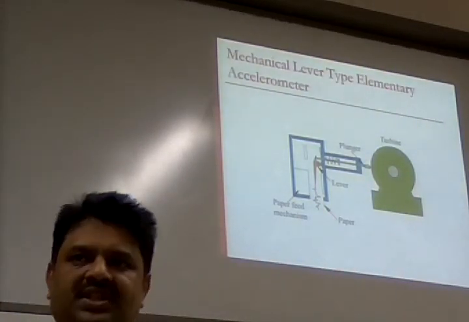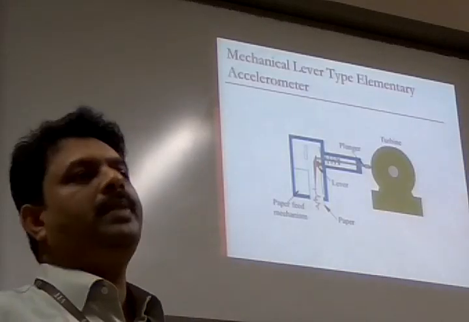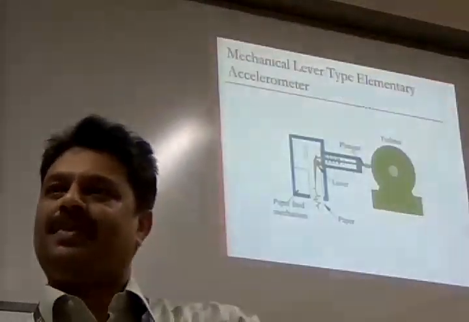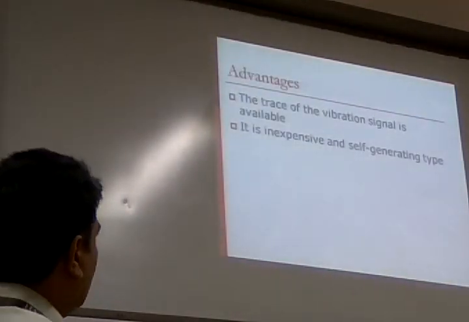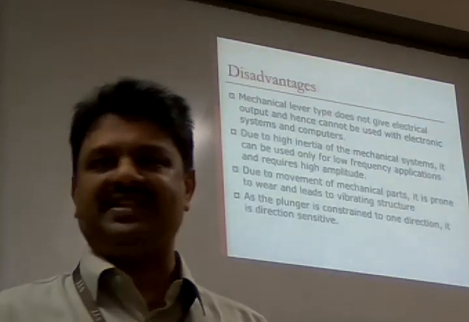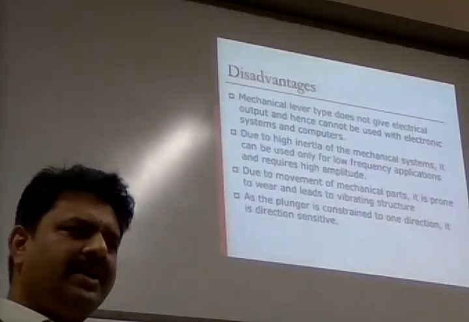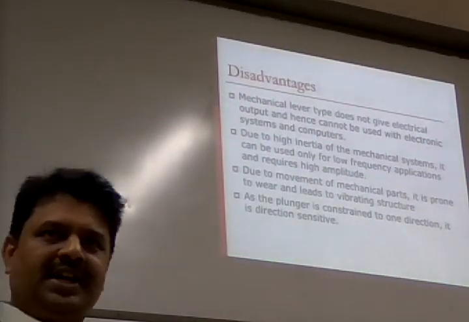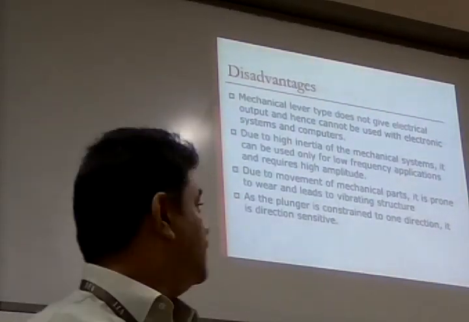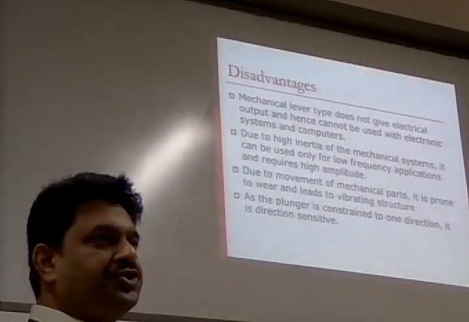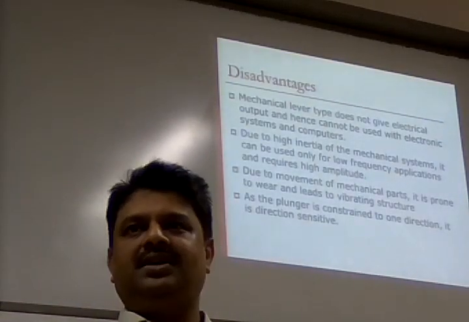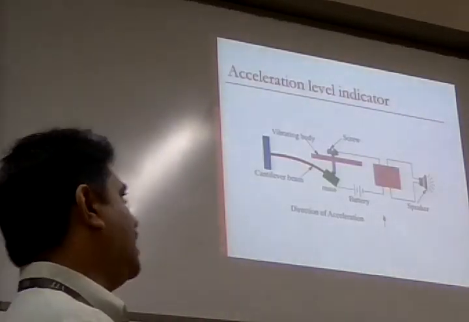You take the scale, which is normally plotted on a graph sheet, and you will be able to read directly. Such accelerometers are not in use now; they were used in the very early days. The trace of the vibration signal is available, it is very inexpensive, and self-generating, which means no need for electricity. Disadvantage: it has big moving parts, so wear and tear problems and inertia problems will be there. It cannot be used at high frequency, only low frequency. The plunger is constrained to one direction, so only horizontal vibration can be detected. Three-axis vibration you cannot get at the same time. These are the disadvantages.